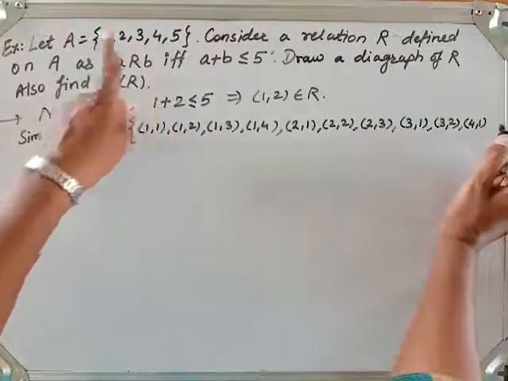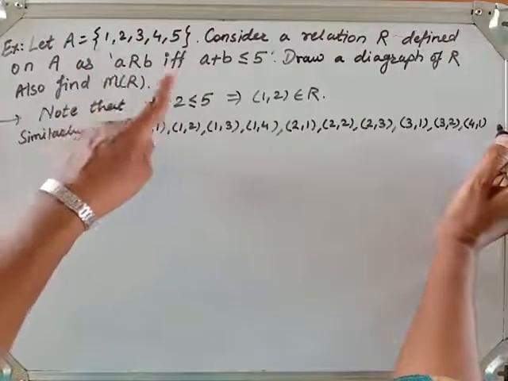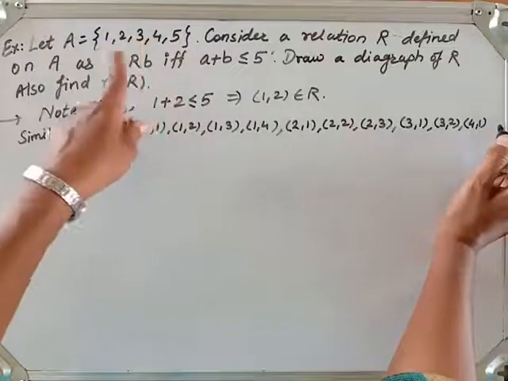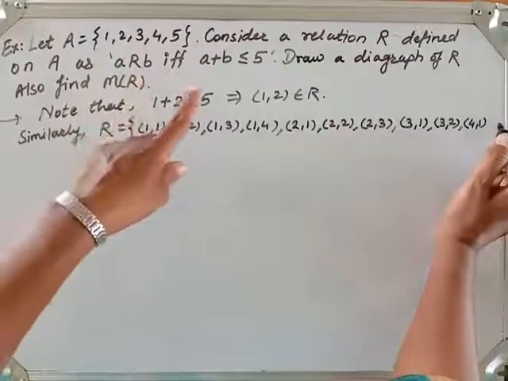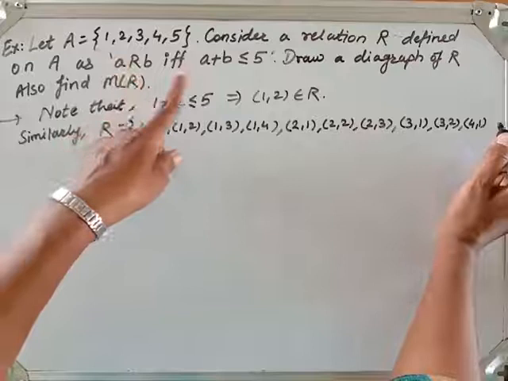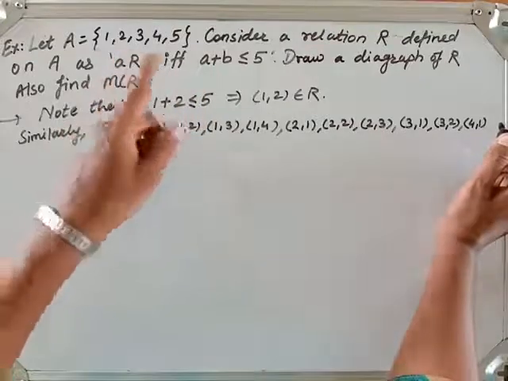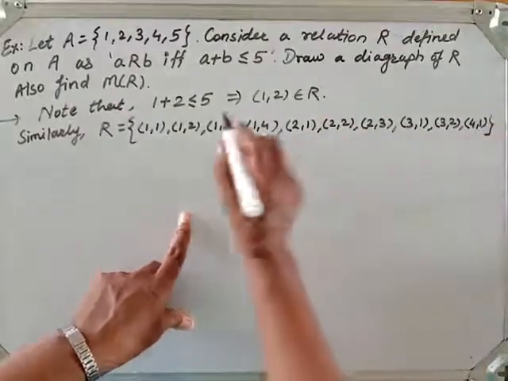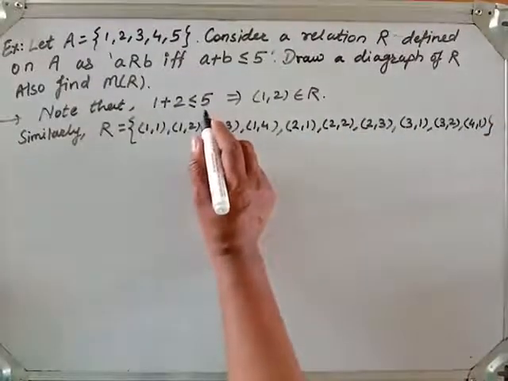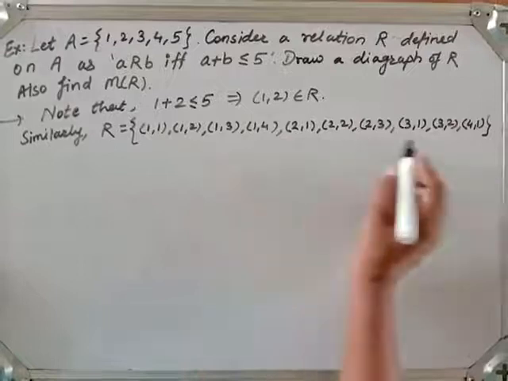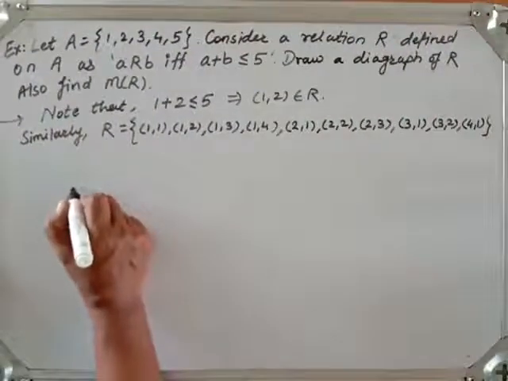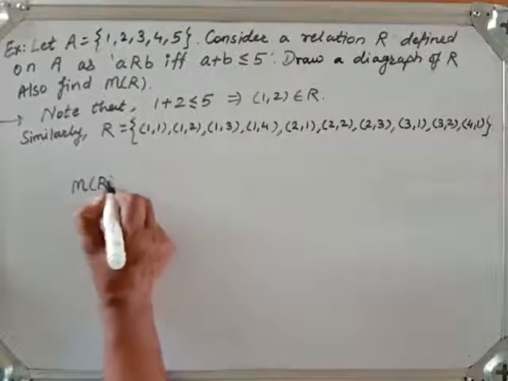Okay. Now (5, 1) will become 6, so it is not there. (5, 2) is 7, not there. (5, 3) is 8, not there. (5, 4) is 9, not there. (5, 5) is 10, not there. Fine. Only such elements whose addition is less than or equal to 5. Now this is the relation R. So now we have to write a matrix for this relation R.